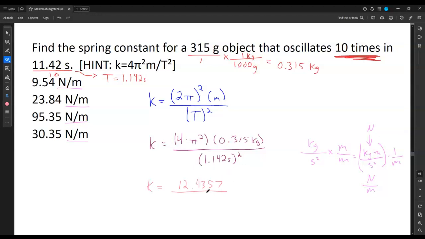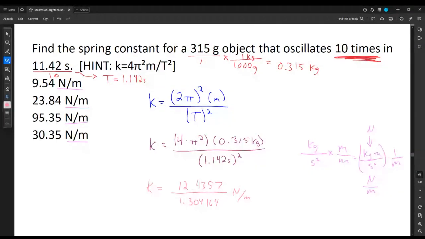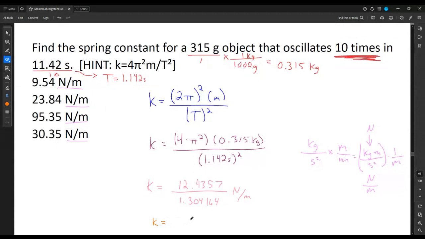Now the bottom is simple enough. 1.142 is going to be squared. Becomes 1.304164. So kind of an ugly decimal, but that's what calculators are for. Newtons divided by meters from our units we talked about a minute ago. And then final solution, dividing those gives 9.53538, and so on, which with some reasonable rounding becomes my first choice.